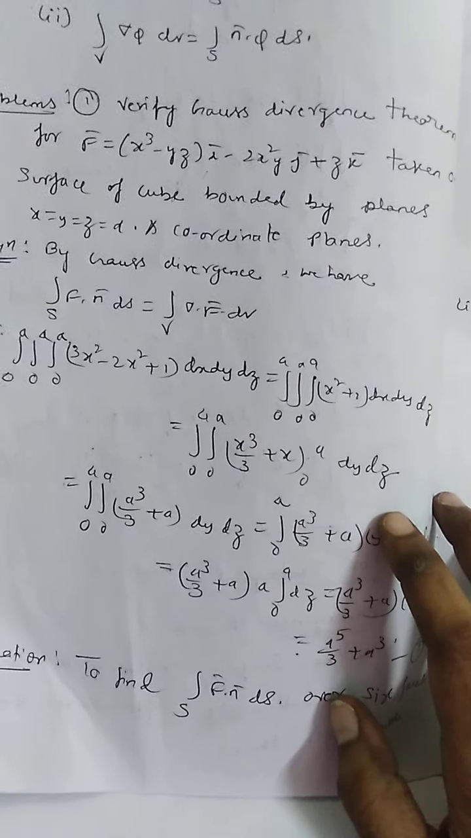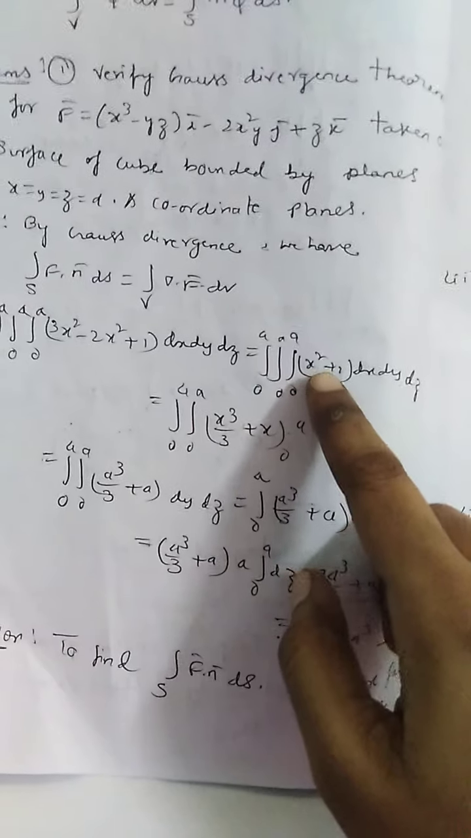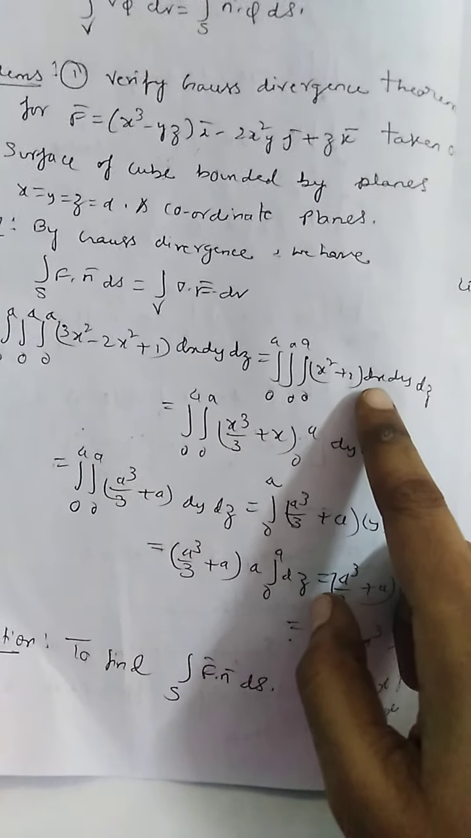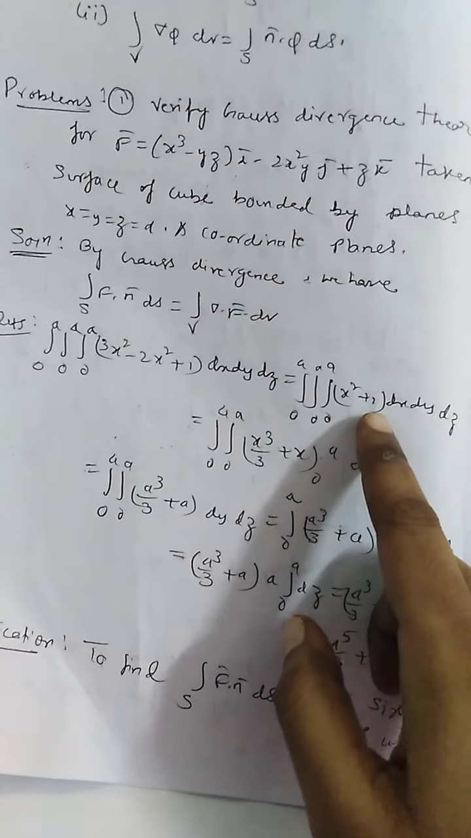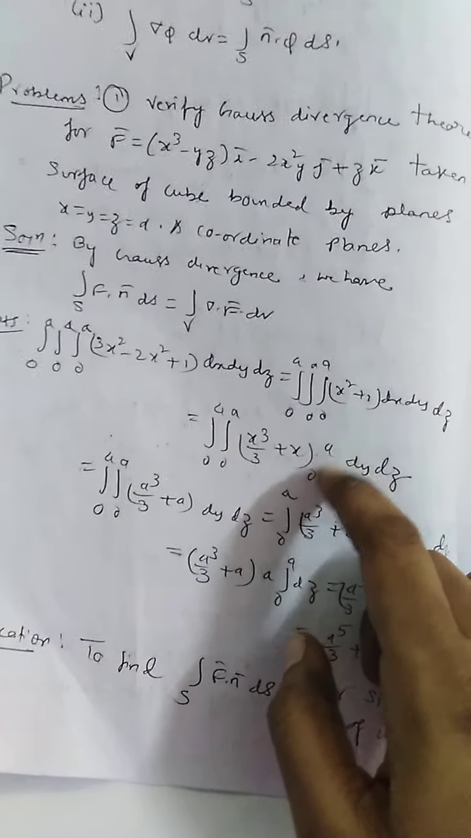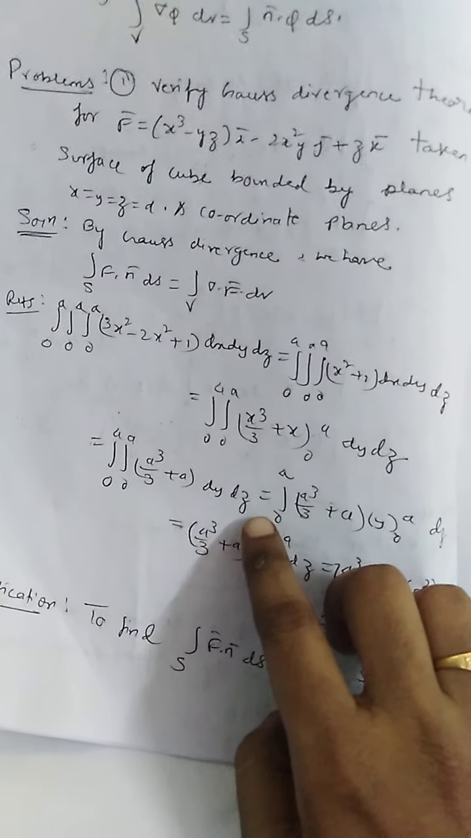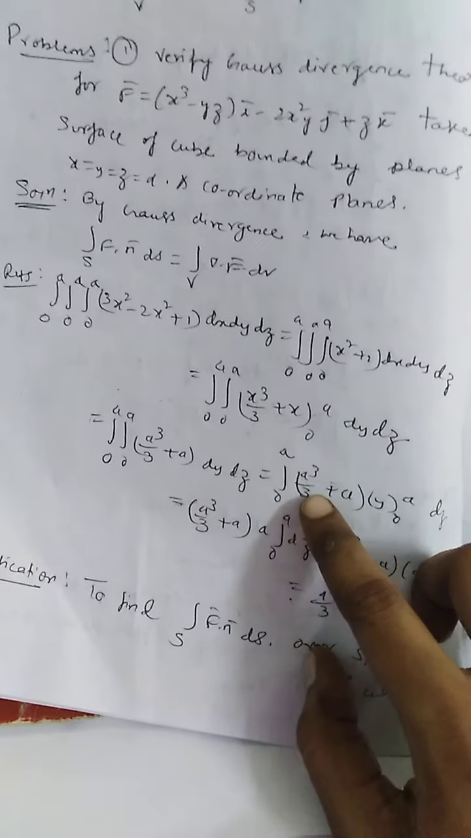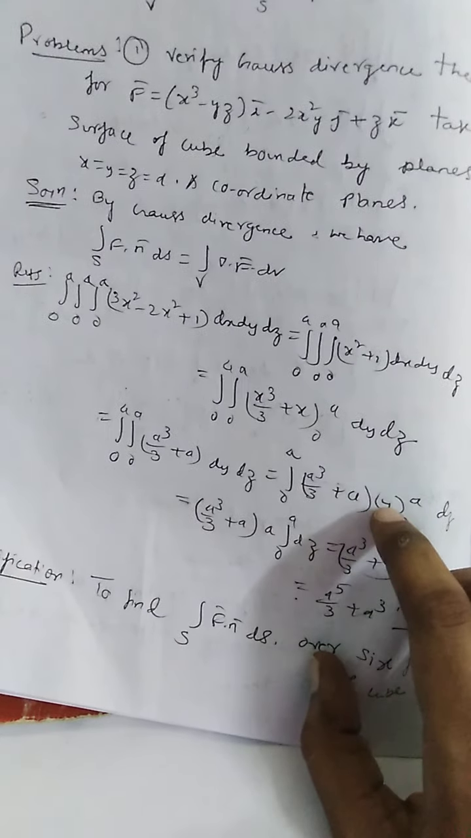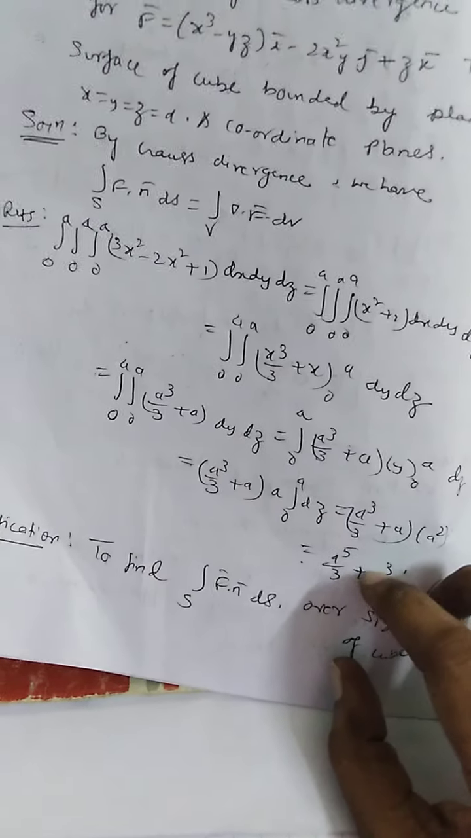Again integrating, first with respect to x: x cube by 3 plus x, taken over the limits 0 to a, we get a cube by 3 plus a, dy dz. Now integrating with respect to y: a cube by 3 plus a is constant, and the integral of dy is y over the limits 0 to a. So we get a power 5 by 3 plus a cube.